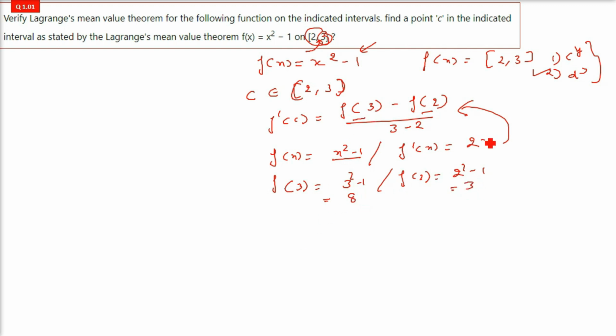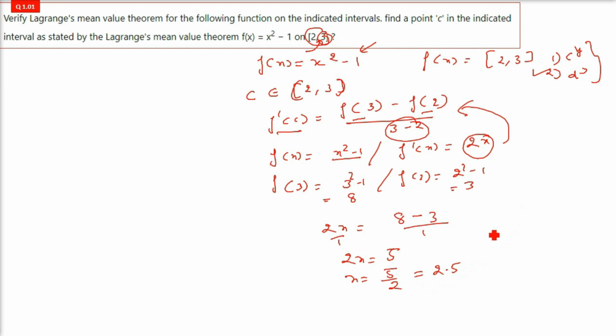So just put it here, and you have to equate it with 2x. So 2x will be equal to (8 minus 3) divided by (3 minus 2), and that is going to be 1. You have to understand this question very carefully. So you get 2x equal to 8 minus 3, that is 5. x will be equal to 5 by 2, that is 2.5. And this 2.5 is actually in between 2 and 3. So this x or c belongs to (2, 3).